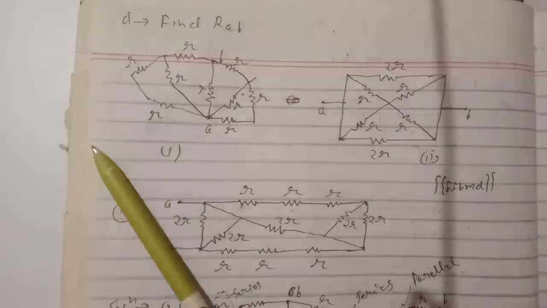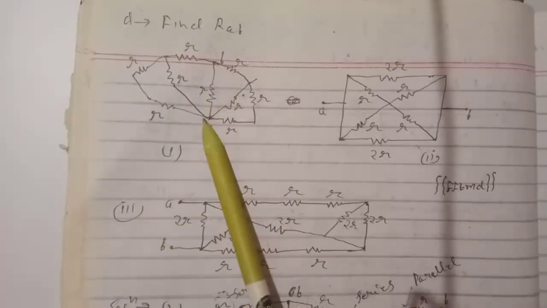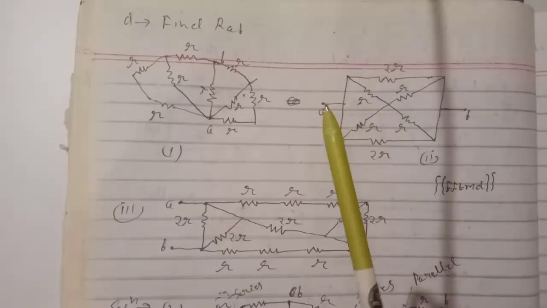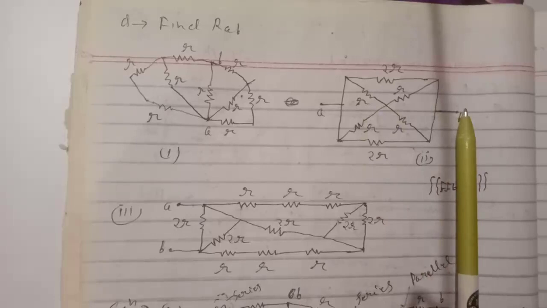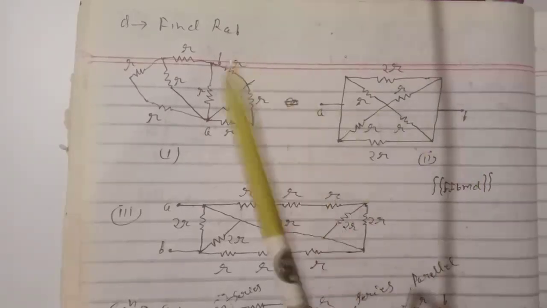Here we have to find RAB, that is, we have to find the equivalent resistance between these 2 points. Again in this problem we have to find the equivalent resistance between 2 points. So let's first solve the first.